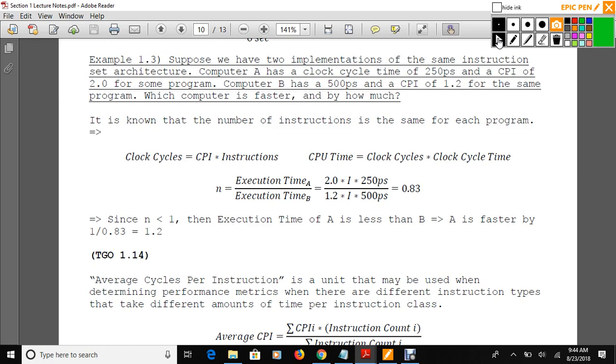So here's how this breaks down, and there are key things. I don't ask trick questions. There are certain details that you want to pick out to understand. Suppose we have 2 implementations of the same instruction set architecture, meaning that we're running a program on the same ISA. What that means is that if it's the same instruction set architecture and the same program, it will take the same number of instructions.